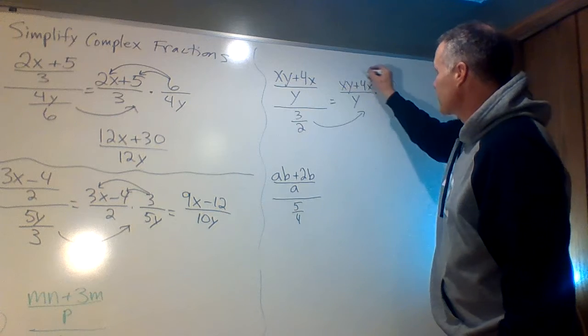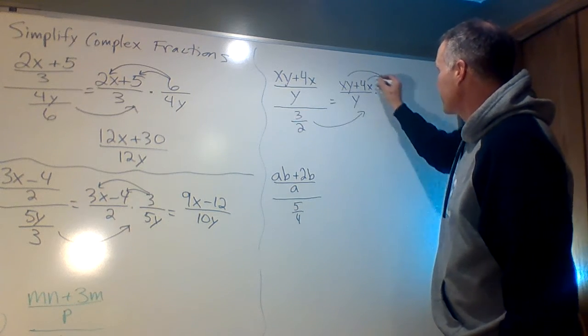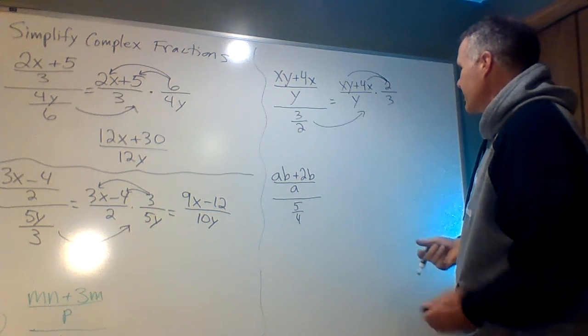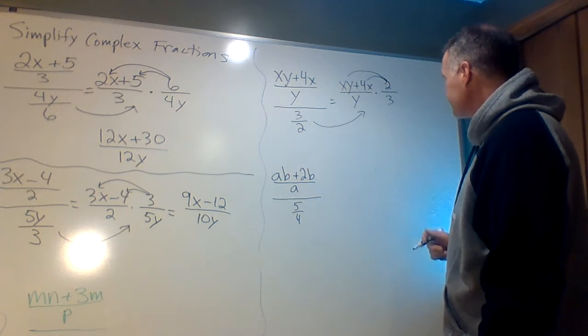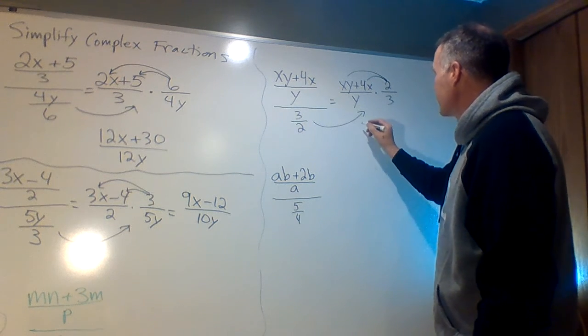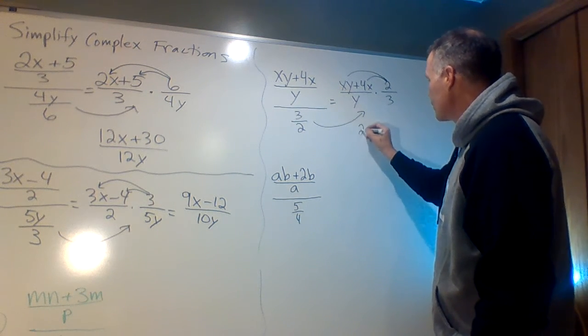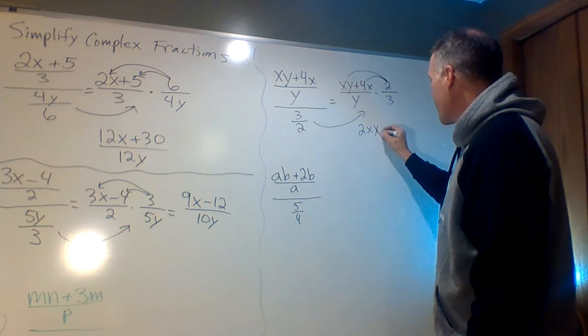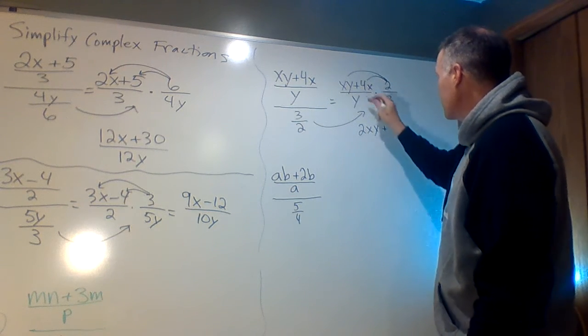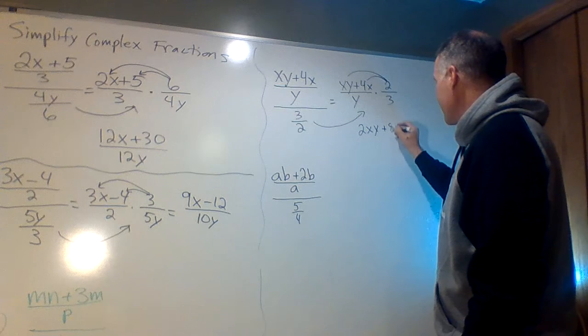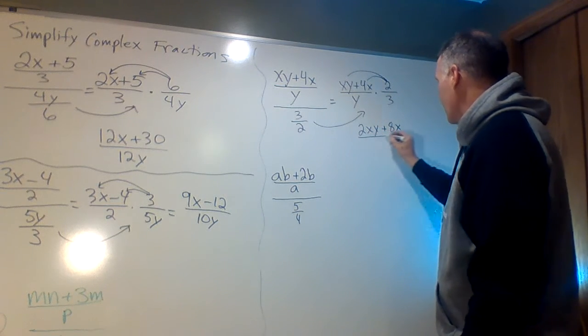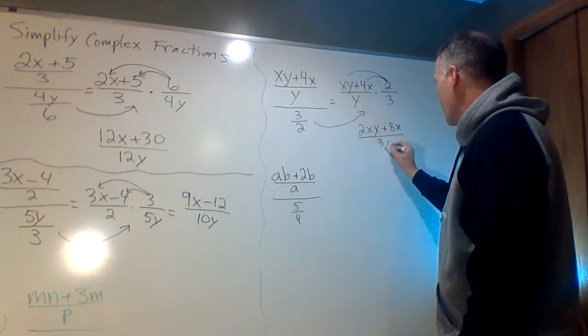Now, just like we did, we're going to distribute what we have there. So we've got 2xy plus 4x times 2, 8x, all over 3y.